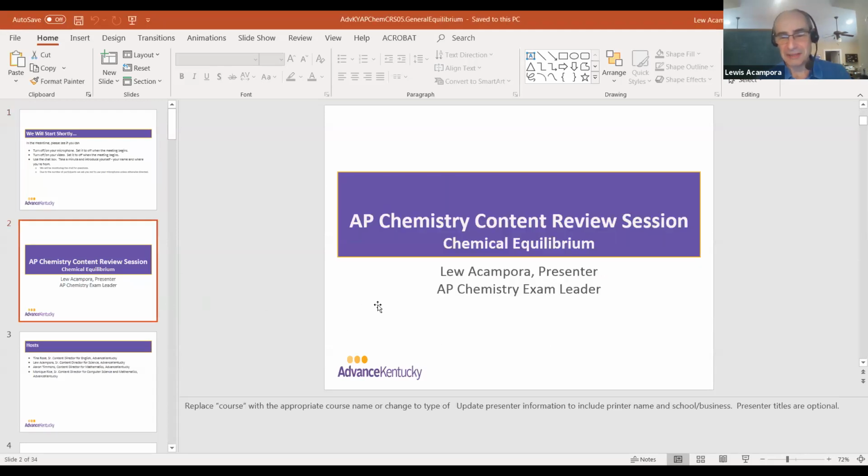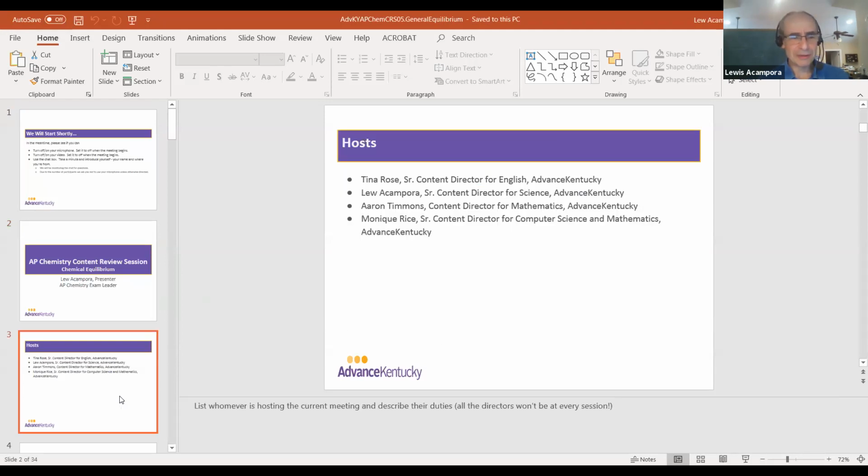I'm Lew Acampora, the Science Director for Advanced Kentucky, but also I'm an AP Chemistry exam leader, and I'm involved in the writing of the exam and the proofreading. So I know what's going to be out there, not in the specifics, but what you're likely to see, especially this year when things are so unusual. And I hope that this will help you a little bit.